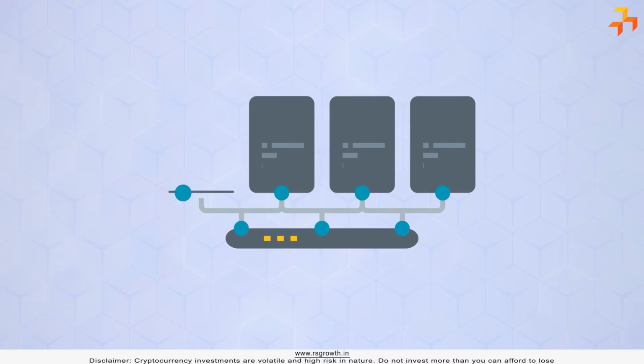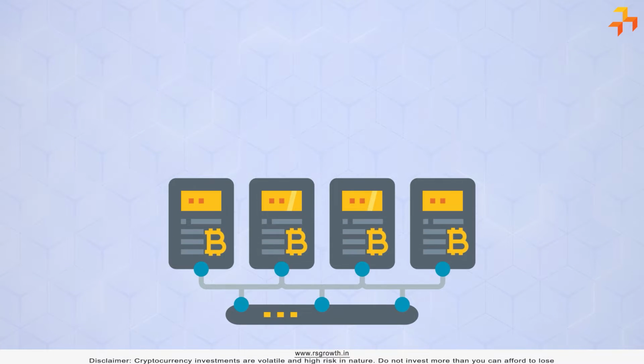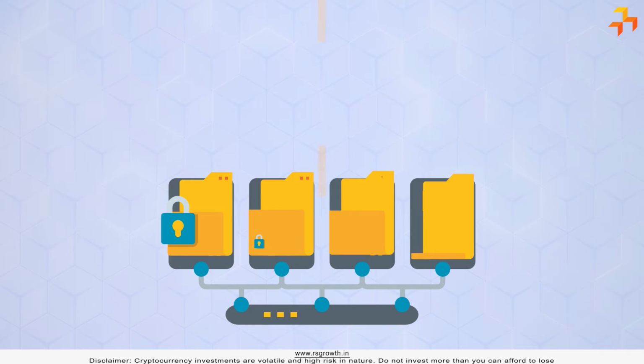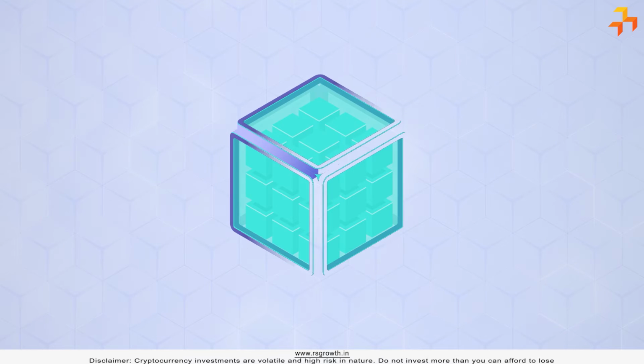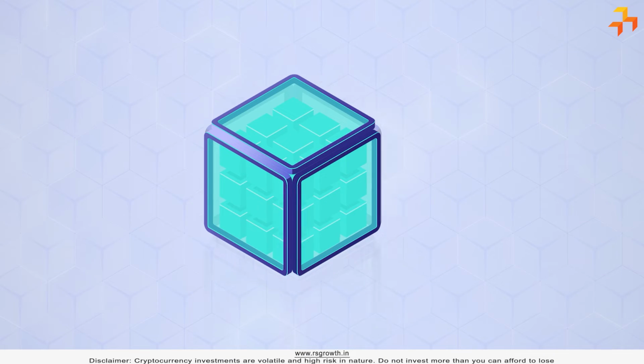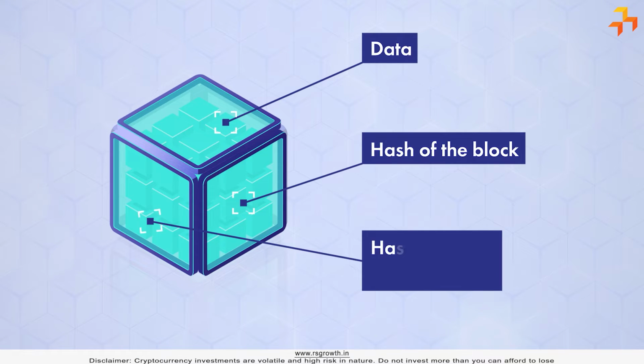So, a blockchain is a distributed ledger that is completely open to anyone. They have an interesting property: once some data has been recorded inside a blockchain, it becomes very difficult to change it. So how does that work? Let's take a closer look at a block. Each block contains some data, the hash of the block, and the hash of the previous block.